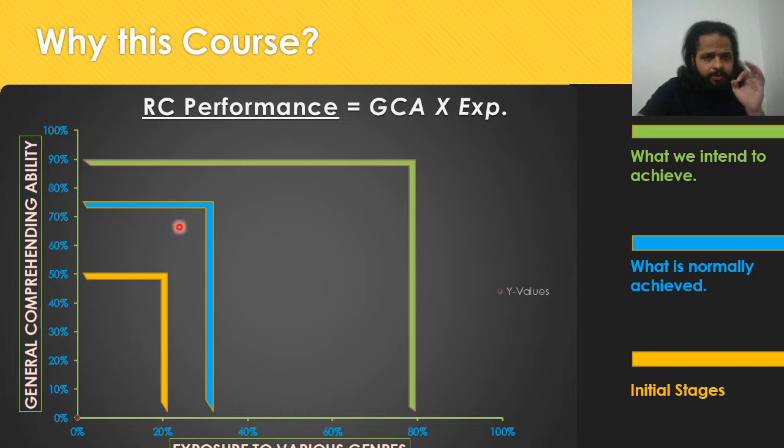But when you compare it to the potential that you could have actually achieved, how much you could have improved your RC performance, then I think the correct adjective for this kind of increase would be abysmal. It's totally abysmal, because you could have achieved this much, but you have achieved only this much. Why? What is the limiting factor here?